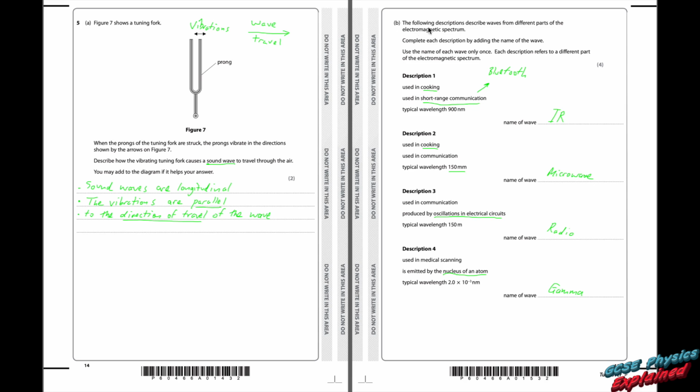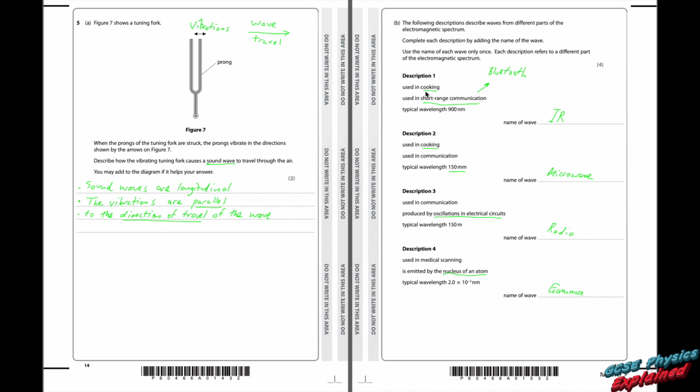Part B. The following descriptions describe waves from different parts of the electromagnetic spectrum. Complete each description by adding the name of the wave. Use the name of each wave only once. Each description refers to a different part of the electromagnetic spectrum. So what I've done is I've underlined the triggers that allow me to identify the wave.